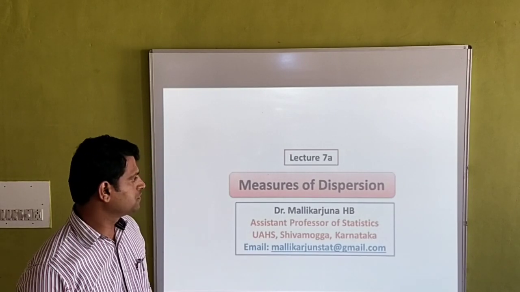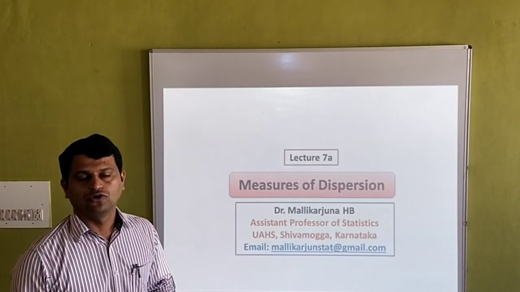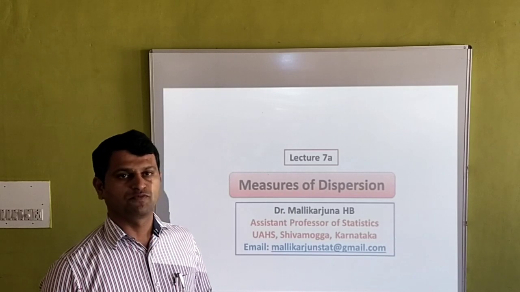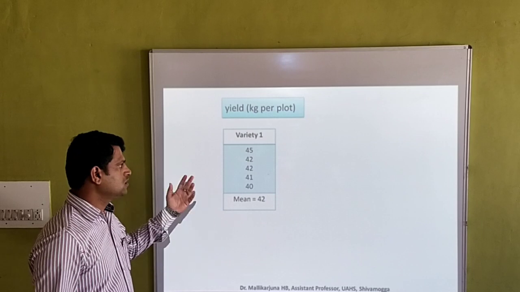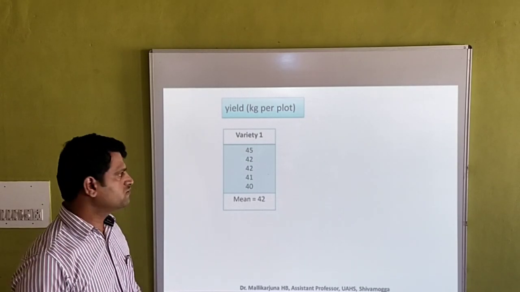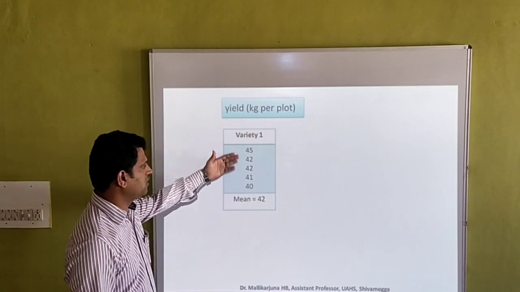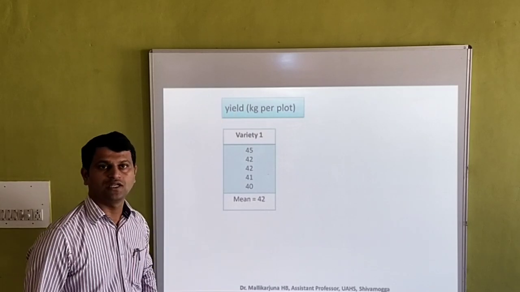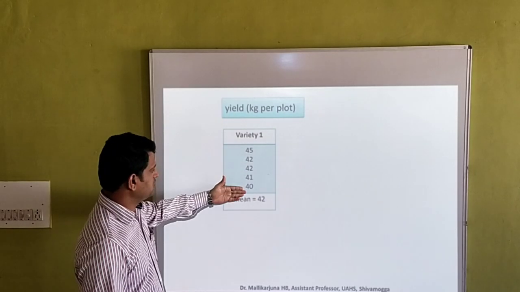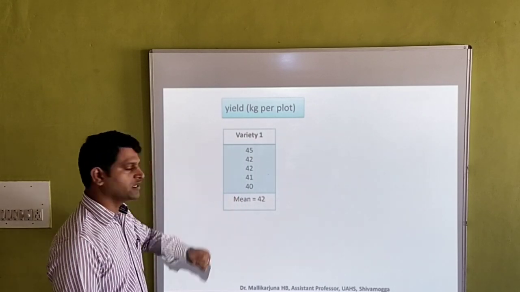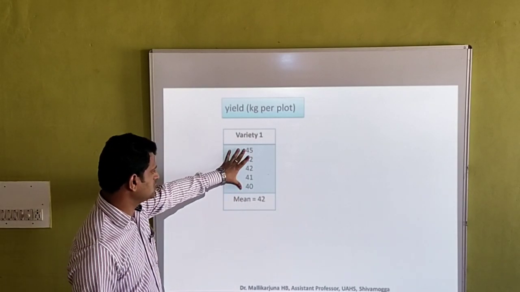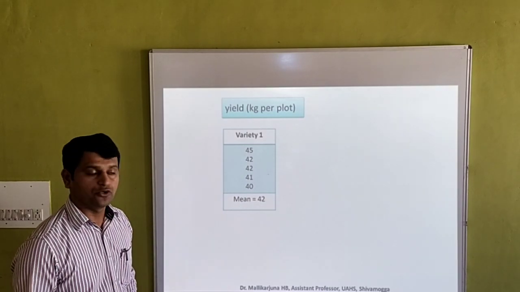Hi everyone. In this video, I am going to explain measures of dispersion. Let's consider a set of observations from one variety. I have taken 5 observations, the yield from 5 plots. Here I have calculated the average, the arithmetic mean. The mean for these 5 observations is 42.